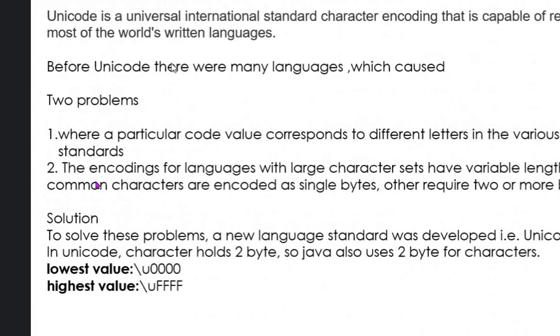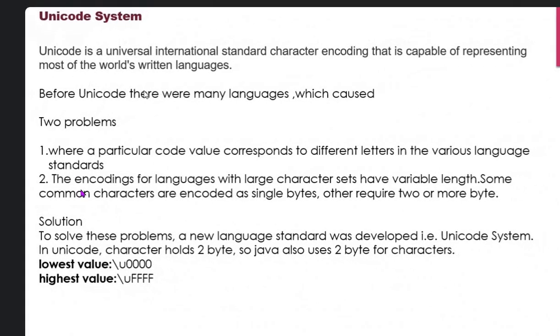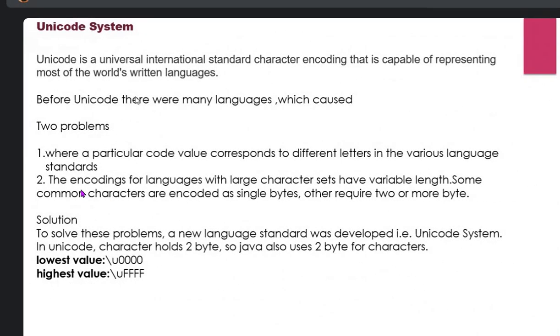So next topic is the Unicode system. The Unicode system is a universal international standard character encoding that is capable of representing most of the world's written languages. Before Unicode, there were many language standards which caused two major problems. Those two problems are where a particular code value corresponds to different letters in the various language standards.